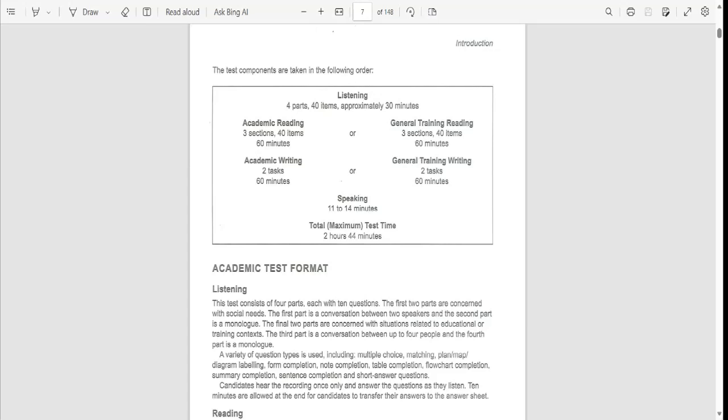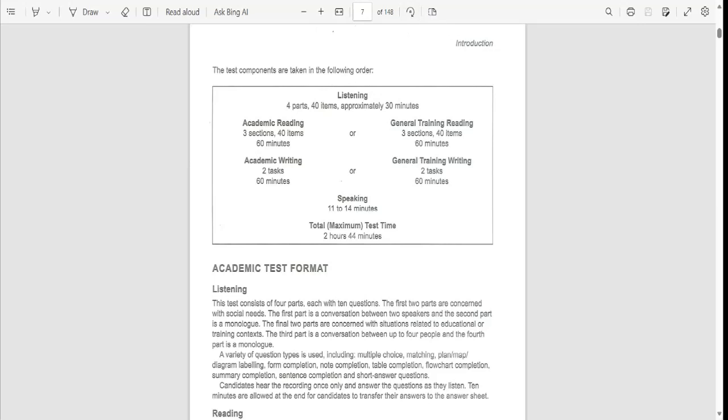People who want to go abroad to study need the academic module, but people who want to go with a skilled worker visa or this kind of thing need the general training module. After completing this section, about 1 hour, you would be exhausted for sure, so you should get used to being in the condition of the IELTS test exam.